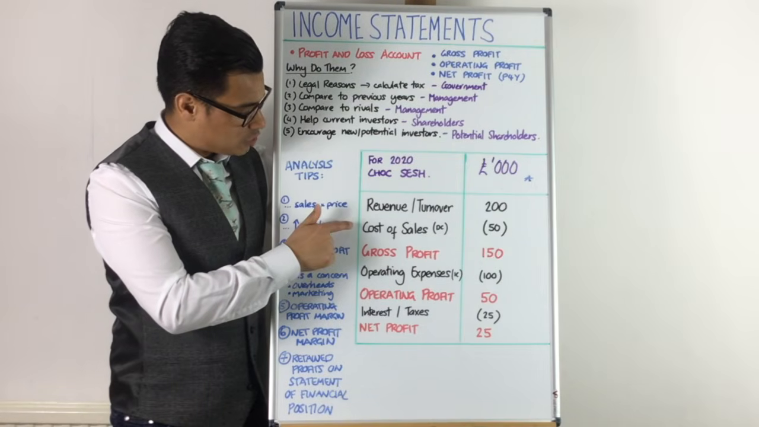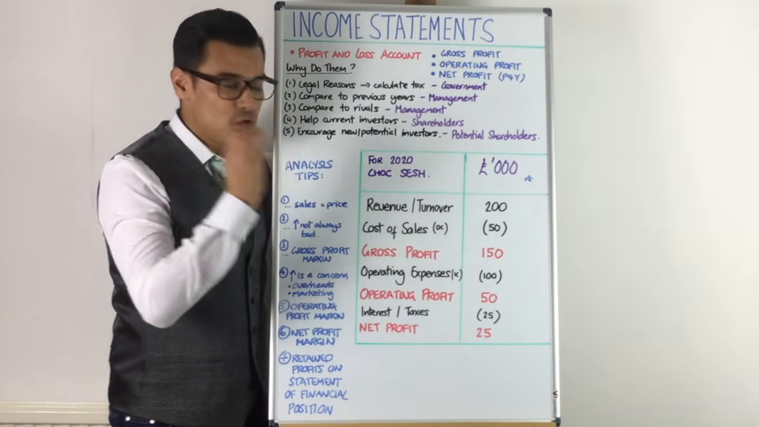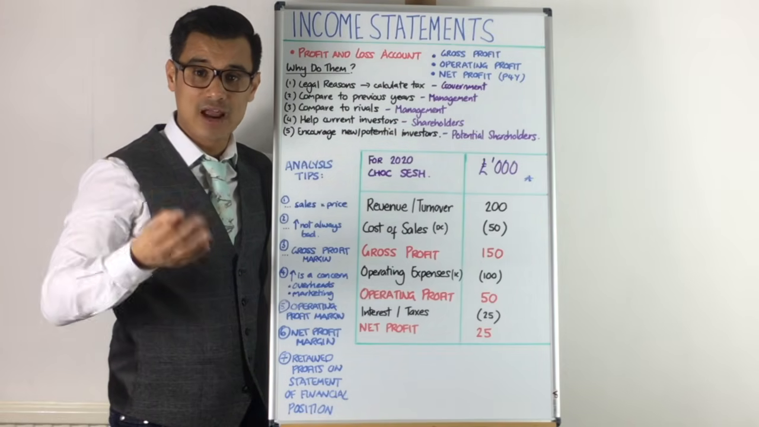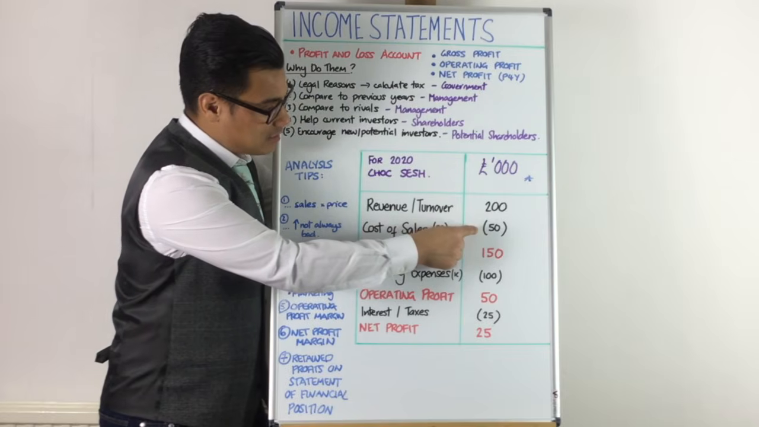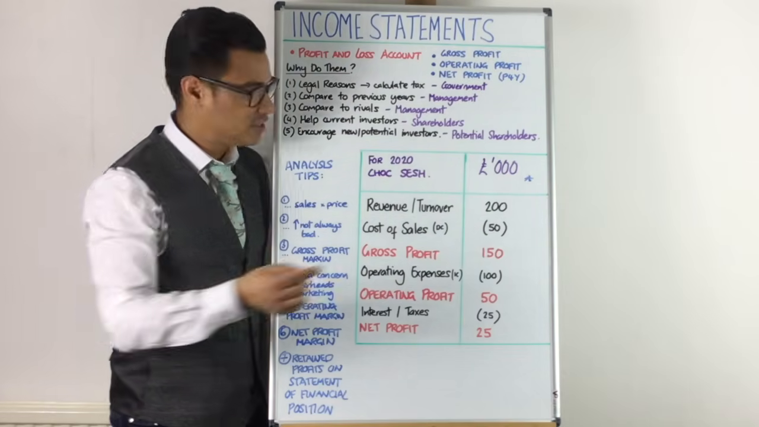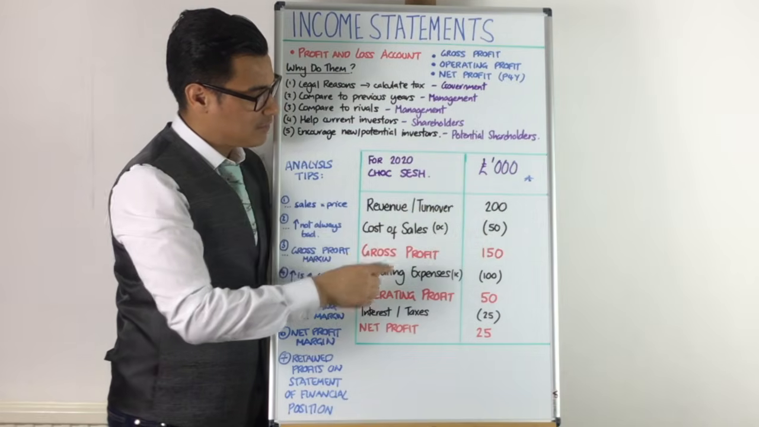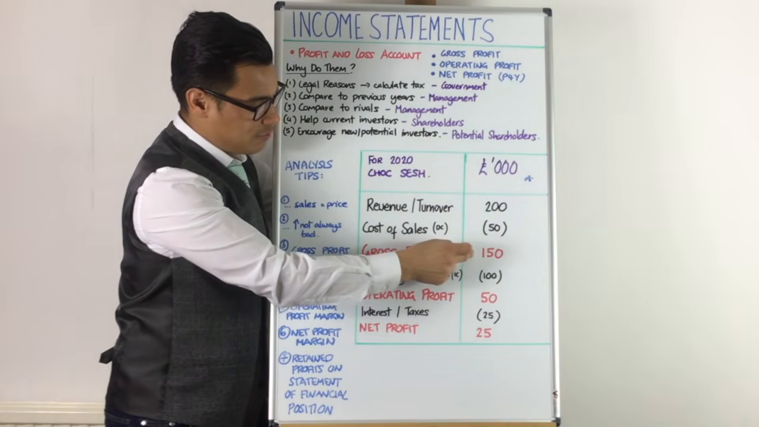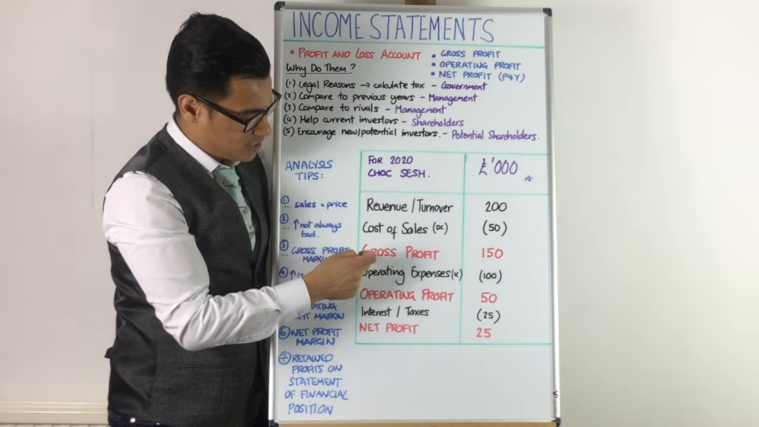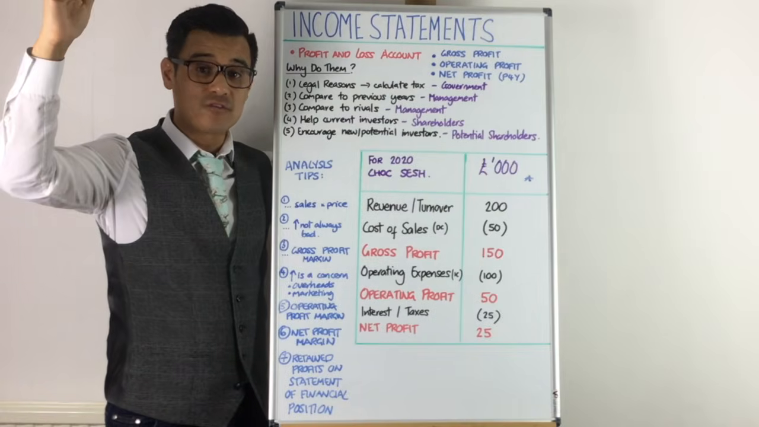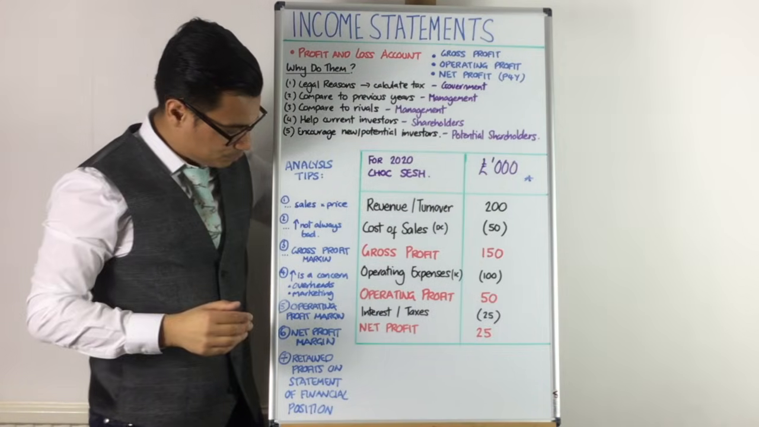And then after that, you're going to start taking away all your costs to come to your different profits. So the first cost you're going to take away is your cost of sales. Your cost of sales is effectively your manufacturing costs, or your direct costs. In this case, it's in brackets, because brackets means negative. It's just the same as putting minus 50. So if you've got £200,000 minus £50,000, then you're going to come to the first profit, which is £150,000, and that is your gross profit.